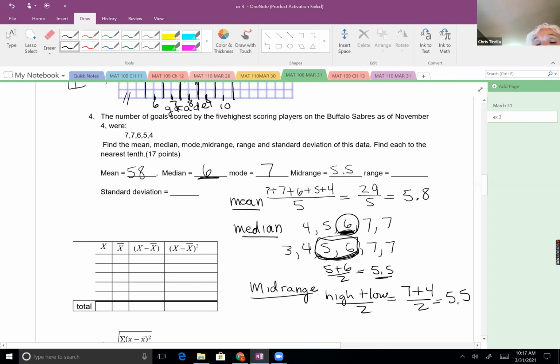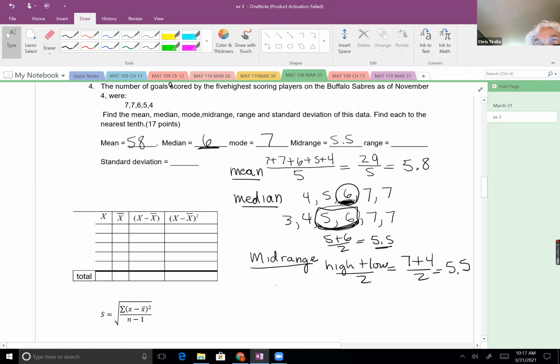The mid-range is different than the range. The range is the highest minus the lowest, which would be 7 minus 4, or 3. And the range is a measure of spread. The others are all measures of center.